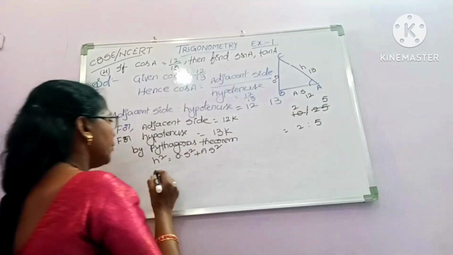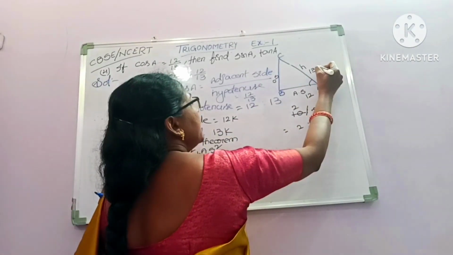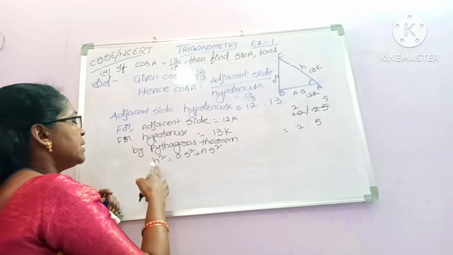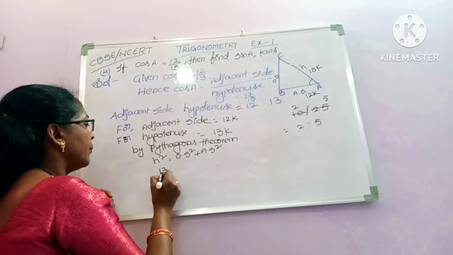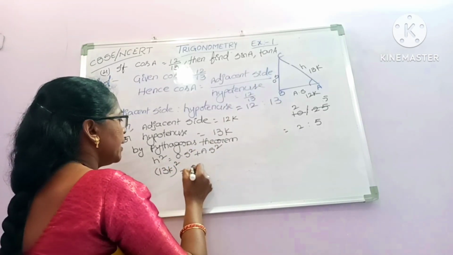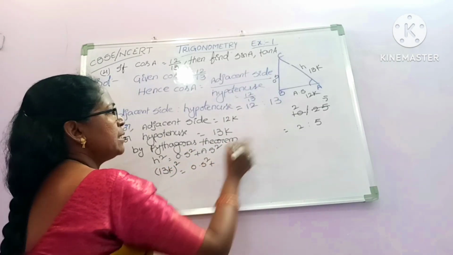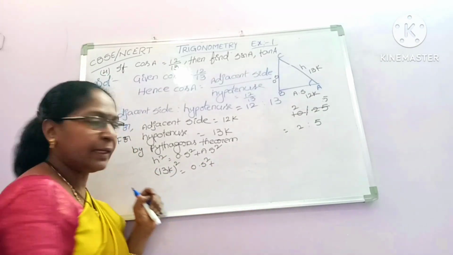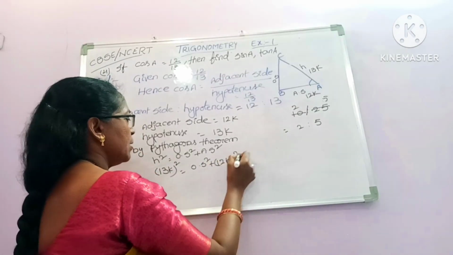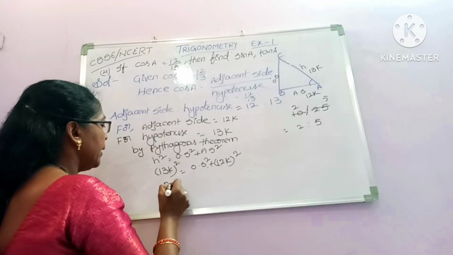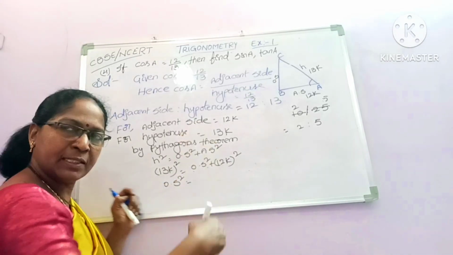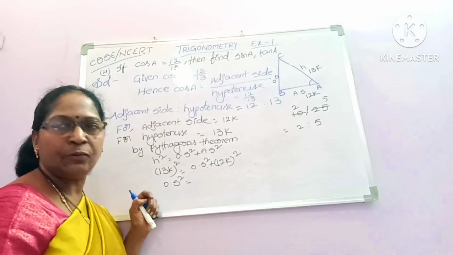Hypotenuse we know, here you have to represent it as 13k, and this is also k. Already we have shown it here. Now see, h equals 13k. 13k whole square equals opposite side square plus adjacent side 12k, again you have to write 12k whole square. Now the opposite side we don't know, so opposite side square equals, step by step you have to write, then only will you get good marks.